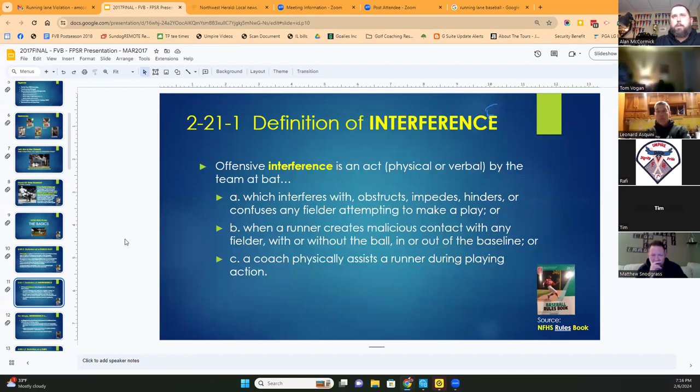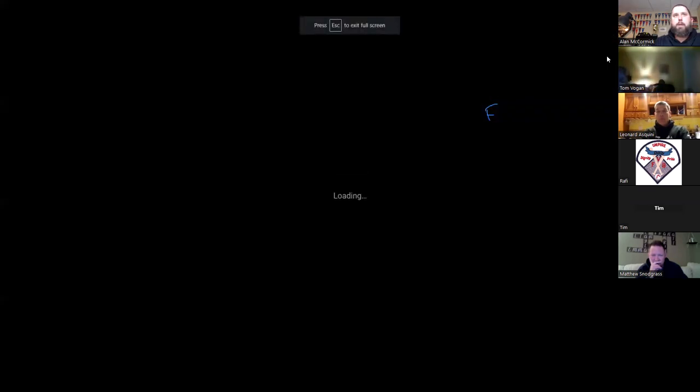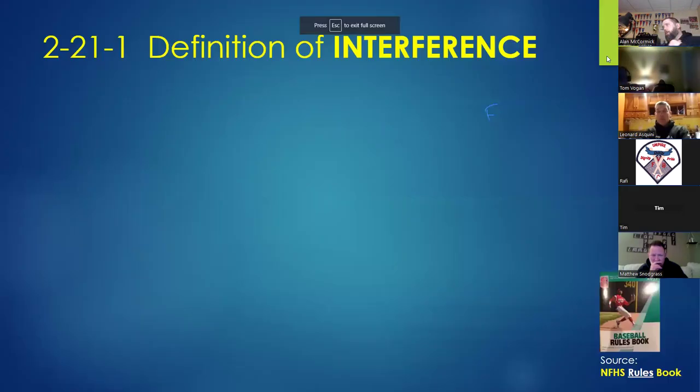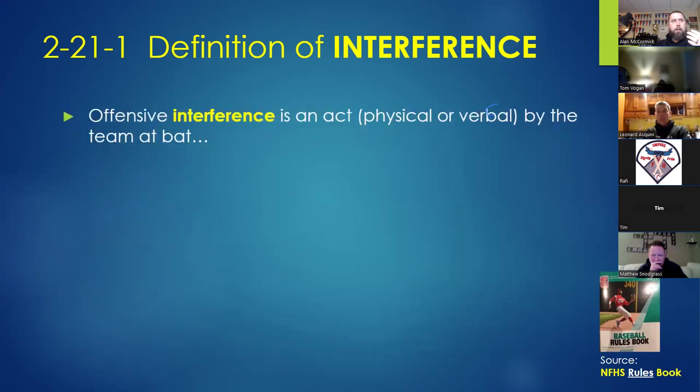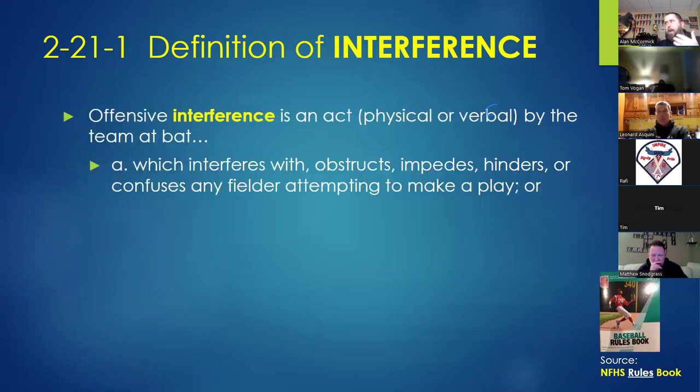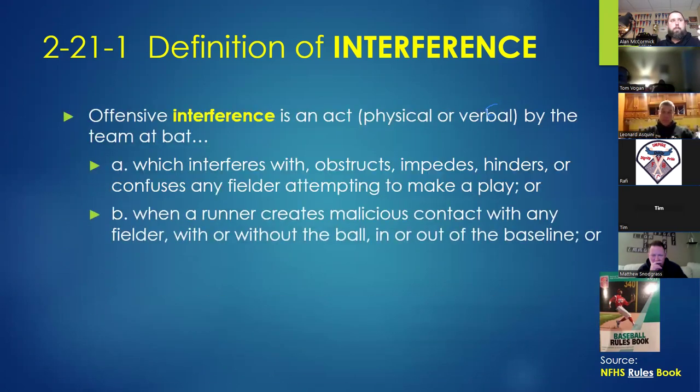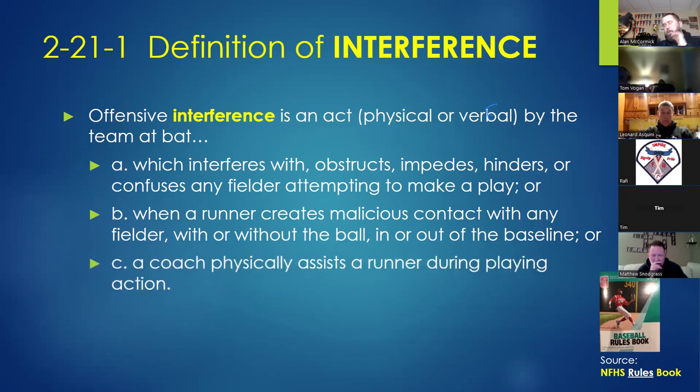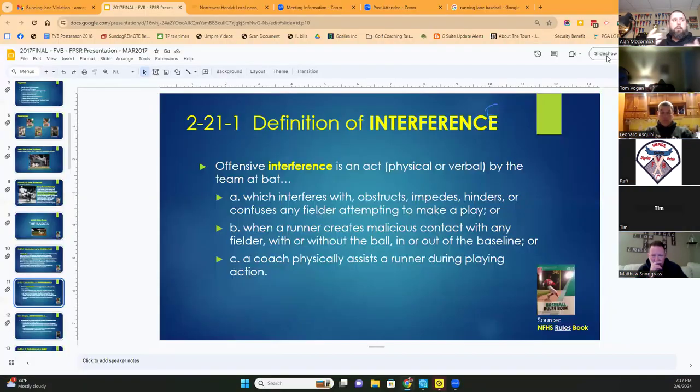When you hear people talk about this, they always say, "Oh, it's a forced play slide rule, it's a forced play slide." You're going to hear me talking about that as well. But ultimately, it's interference. It's an act by the offensive team that interferes, obstructs, impedes, hinders, or confuses the fielder making or attempting a play. So this is a specific part written into the rules, but ultimately it's part of the interference rule. So if you're going to look for the case plays on this, you're going to look for the interference part of the rule book.